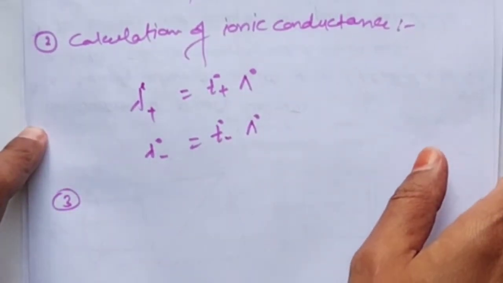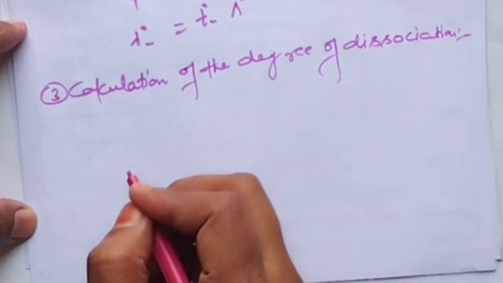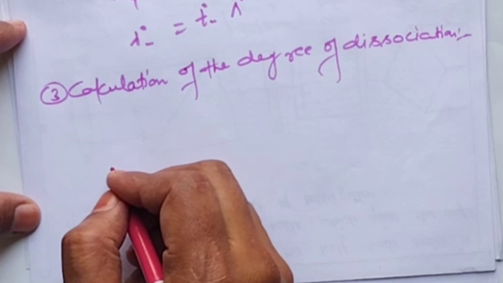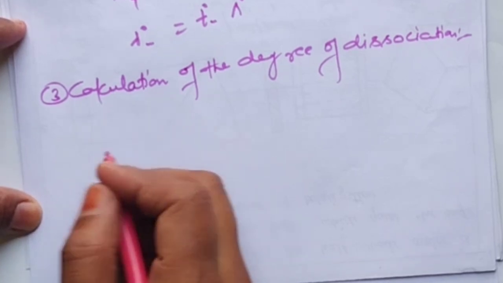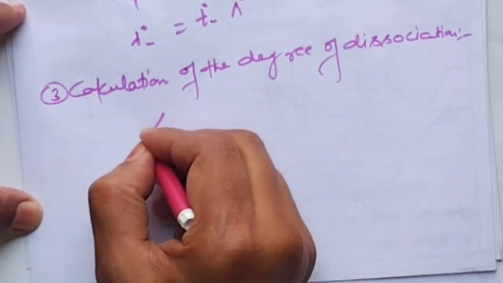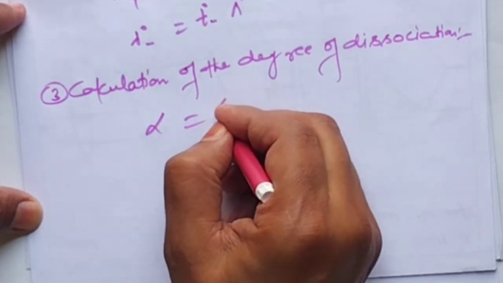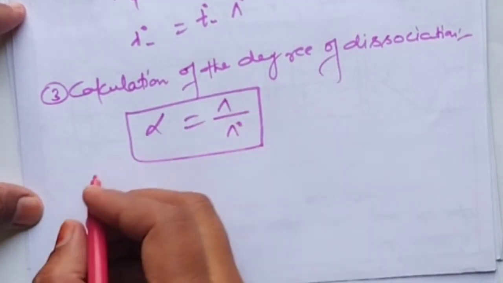Third application is the calculation of degree of dissociation. If the equivalent conductance at infinite dilution for a weak electrolyte is determined by Kohlrausch law, its degree of dissociation can be calculated as follows: α = Λ divided by Λ₀.